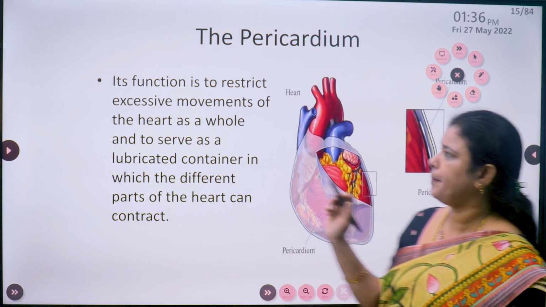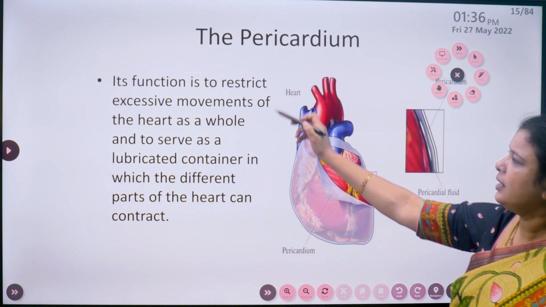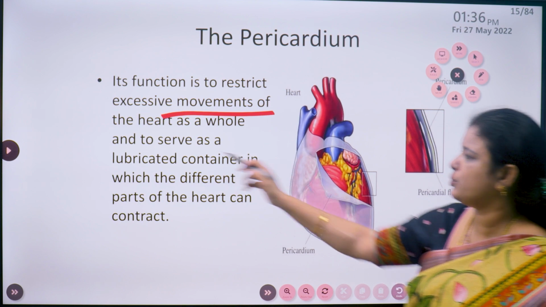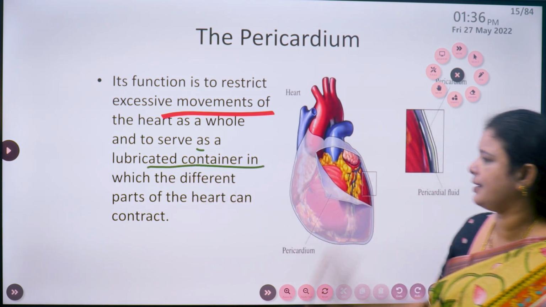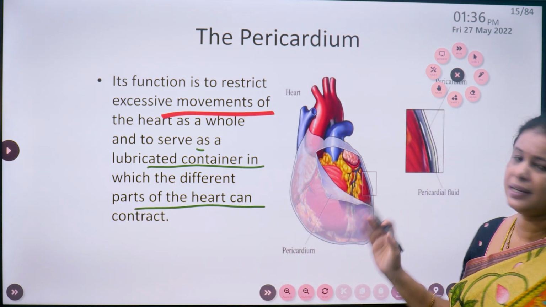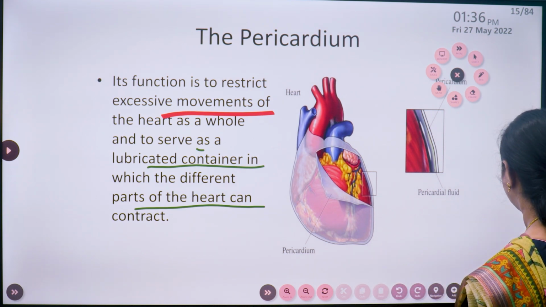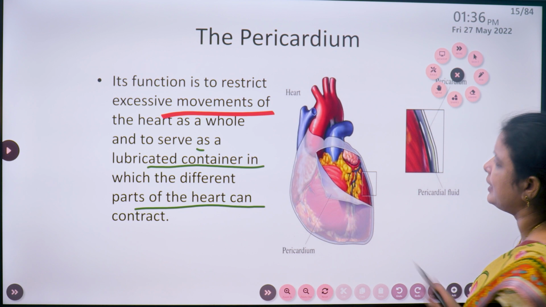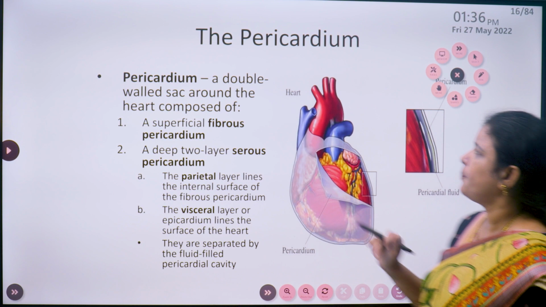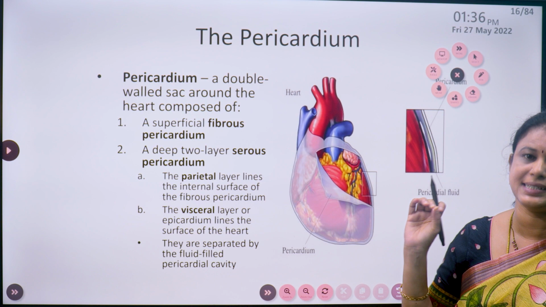The main function of the pericardium is to restrict excessive movement of the heart as a whole and to serve as a lubricated container in which the different parts of the heart can contract. The pericardium restricts excessive movement of the heart as it has a serous membrane, which contains a lubricated container. The pericardium is made up of a fibroserous sac.